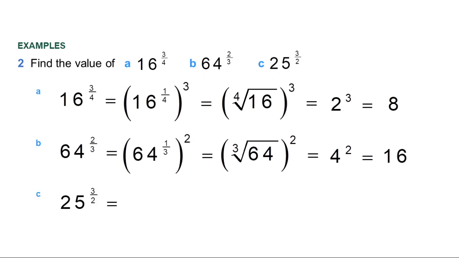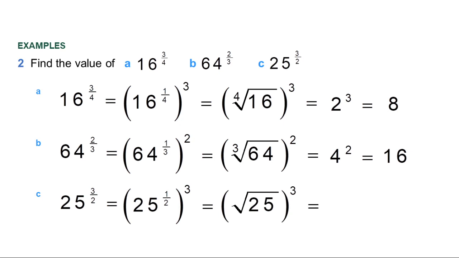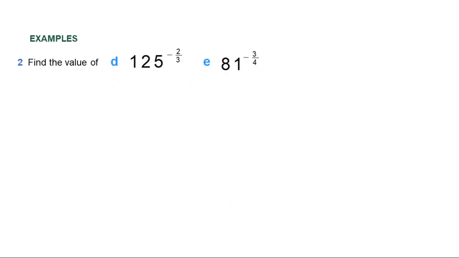Next, letter C. 25 raised to the power of 3 over 2. So it will become 25 to the power of 1 half to the power of 3. Means 25 to the power of 1 half is square root of 25. And then you raise it with 3. Square root of 25 is 5 raised to the power of 3. And 5 cubed is equivalent to 125.